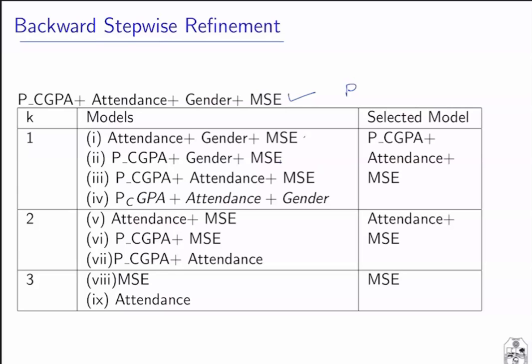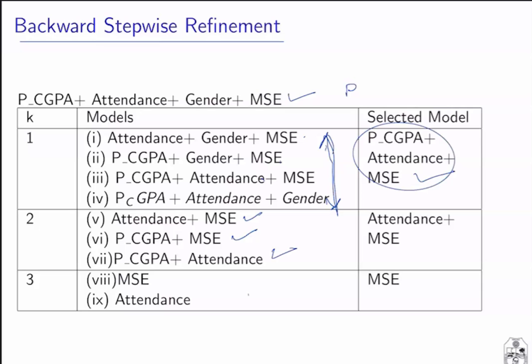Here the eliminated attribute is the attendance. Here the eliminated attribute is the gender. In the fourth case, the eliminated attribute is the MSC. Now these four different models are generated. Out of these four models, suppose that you have selected this one, and now this is kept constant. This is taken as the input, and out of these three attributes, you are going to delete one attribute and generate the two-attribute models. So these are the three different models that you have generated.